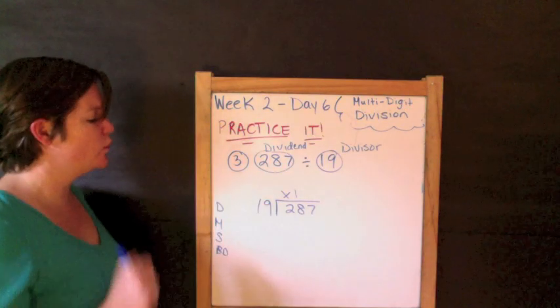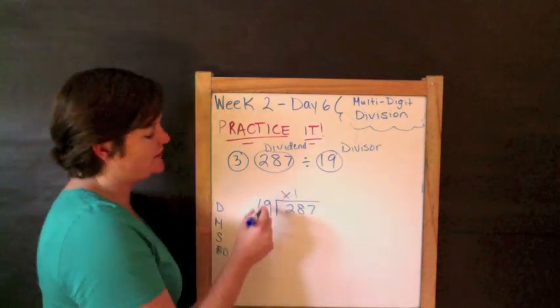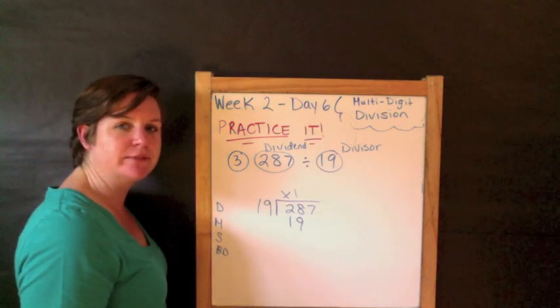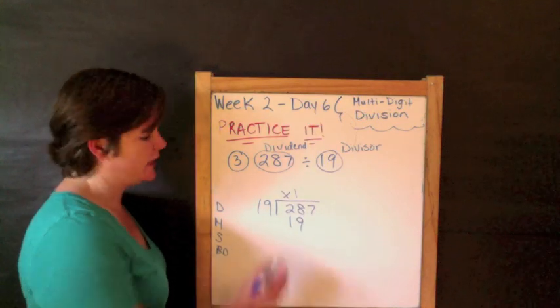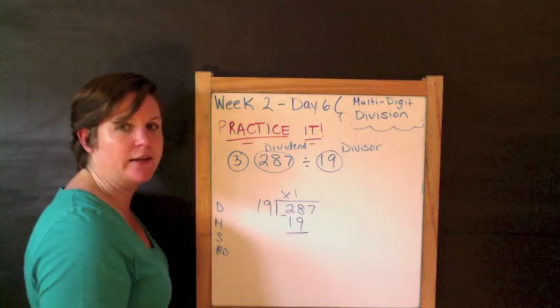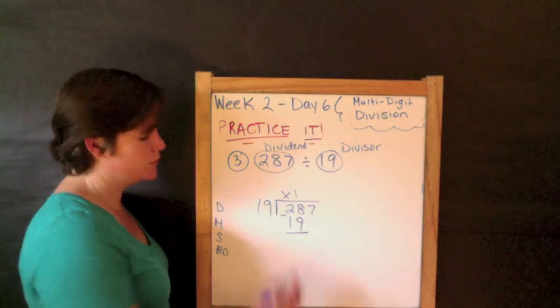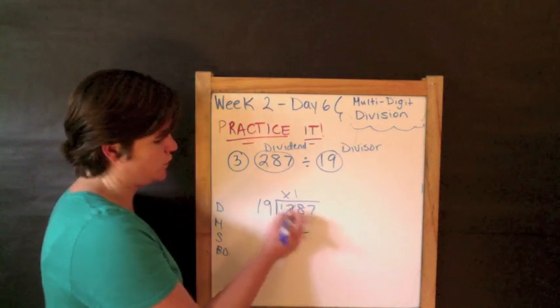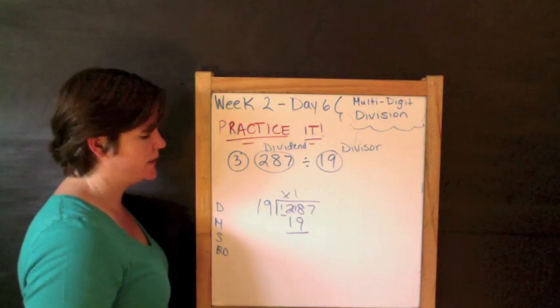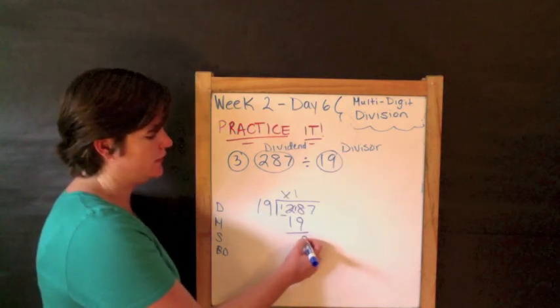Excuse me, let me tell you, 1 times 19 is 19. Now what do we do? Subtract. Very good. 8 minus 9, you can't do that, so you need to regroup. This 2 becomes a 1. Now we have 18. 18 minus 9 is 9.